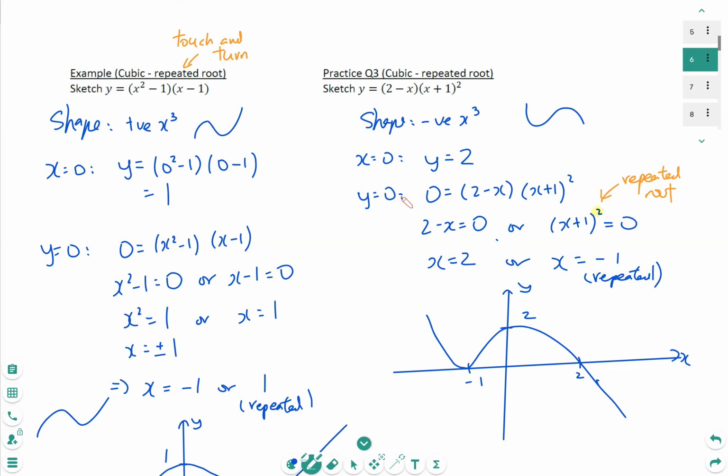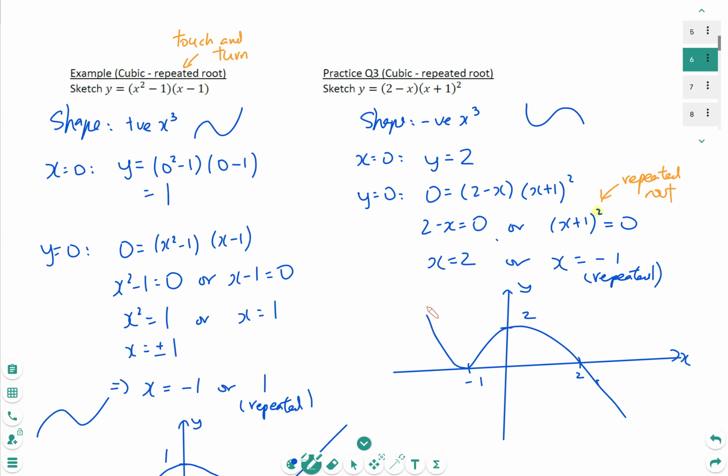Now, for y equals 0, if you don't realize there's a repeated root, there's a square. It means there are altogether 3 brackets: 2 minus x, x plus 1, and x plus 1. A square means both of them are the same answer. So x equals minus 1 is the repeated root.